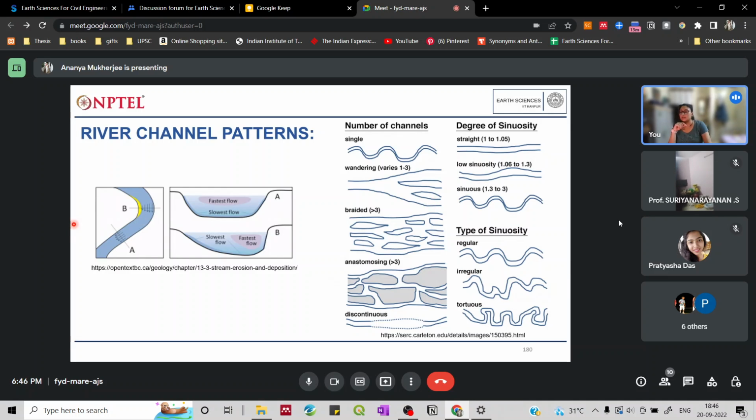Okay, and on the left hand side you can see that if we take a cross section along the river channel, this is the flow of the water. The top part would be flowing faster because the sediment load in the lower parts of the water would do the erosive action. So this is A. This is where the channel is straight, and the river bed is also symmetrical.